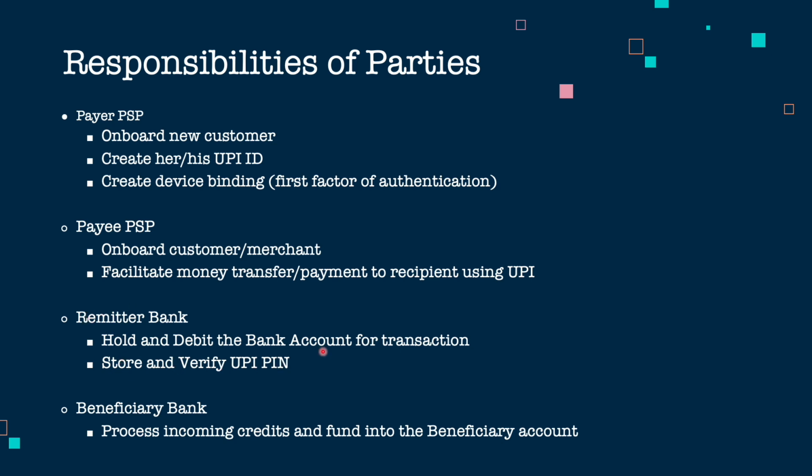The remitter bank is responsible to debit the bank account for the transaction, as you might guess, and it also does the storage and verification of the UPI PIN. This is very important here. So we should not assume that the payer PSP is responsible for the UPI PIN. The UPI PIN is stored at the bank end. Lastly, the beneficiary bank is responsible to process the credit and then deposit the money onto the payee's account.